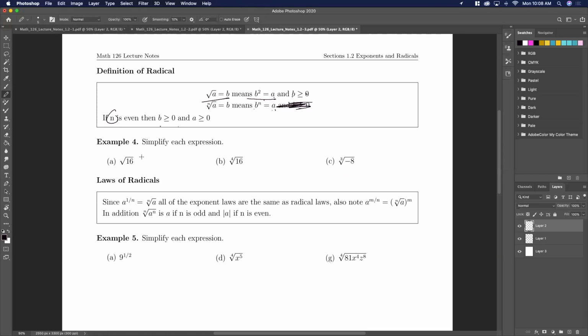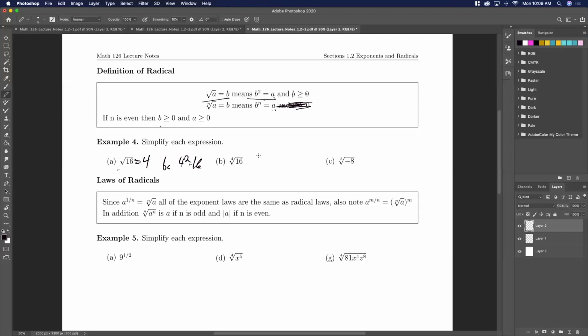So another way of writing this, so the square root of 16 is asking the question, what squared is equal to 16? And of course the answer here is 4. So a little clear. This equals 4 because 4 squared equals 16. Okay.